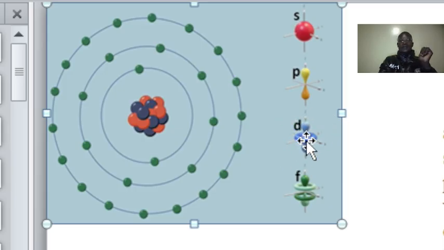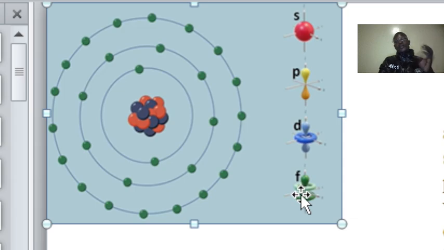Then we have the d orbital. The d orbital can accommodate 5 pair electrons, and these 5 pairs fundamentally inform that d can accommodate a maximum of 10 electrons. It cannot go beyond that. Then we have the f orbitals as the last orbital. The f orbital can accommodate 7 pair electrons, and if it can accommodate 7 pairs, then it can hold a maximum of 14 electrons.